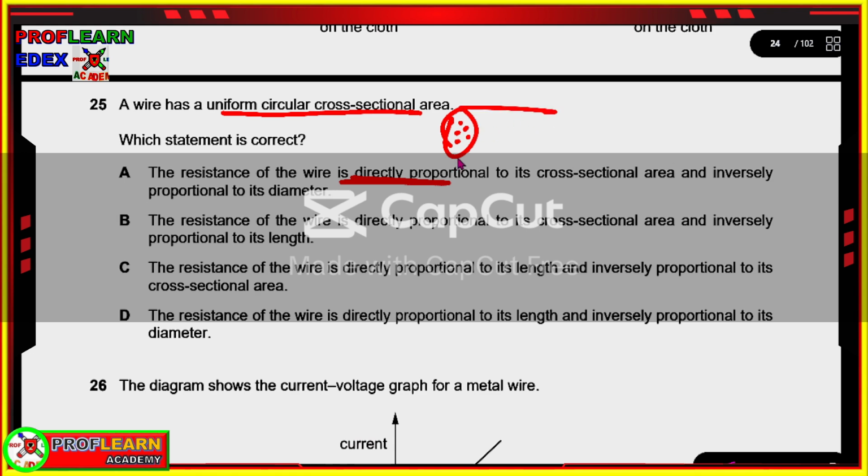When you have a thick wire and a thin wire, that means if the cross-section area is small, you have small electrical resistance. That one we said is already out. So the resistance of the wire is directly proportional to its length and inversely proportional to the cross-section area, which is the correct answer. Not diameter, not diameter. So that is it.